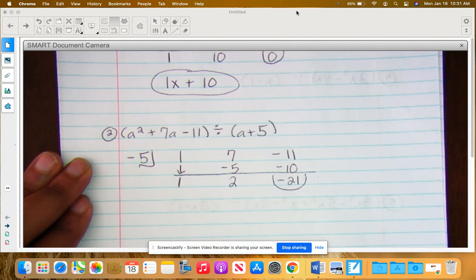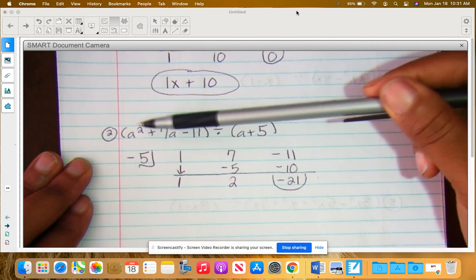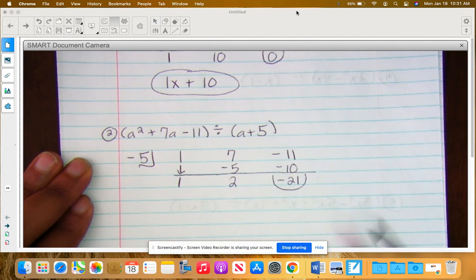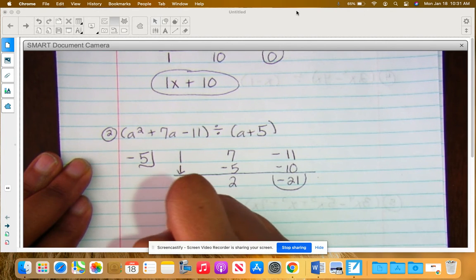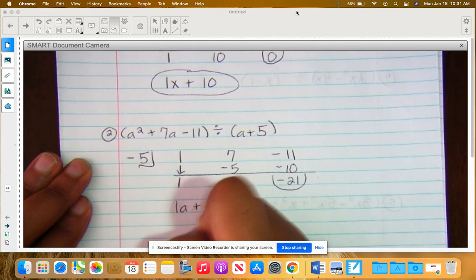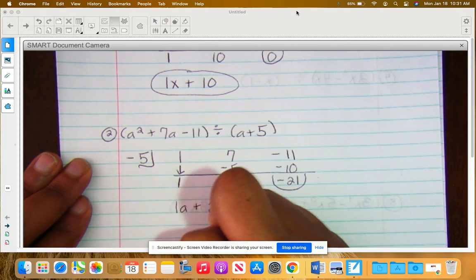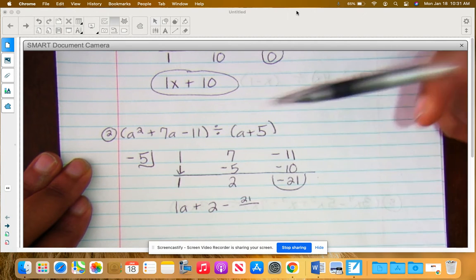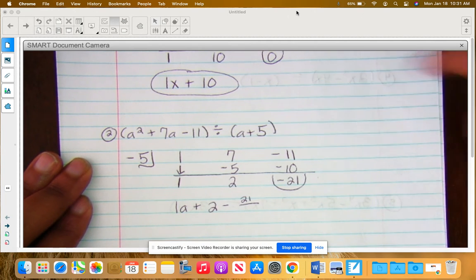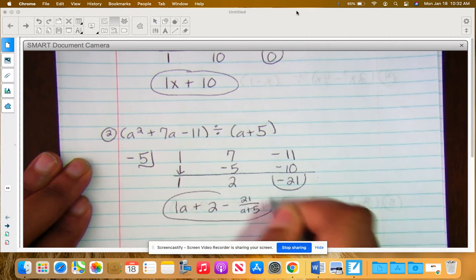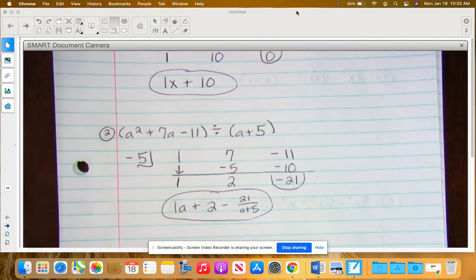You write your final answer 1 degree below where you started from. Since this started with a to the second power, you write your answer with a to the first power. So my answer is going to be 1a to the first power plus 2. Negative 21 is your remainder. So negative 21 over our divisor, which is what we're dividing by, is a plus 5. Notice there's no division in us doing this synthetic division.